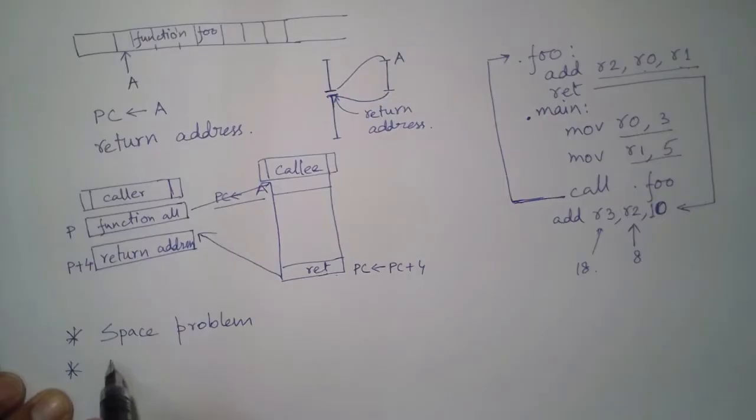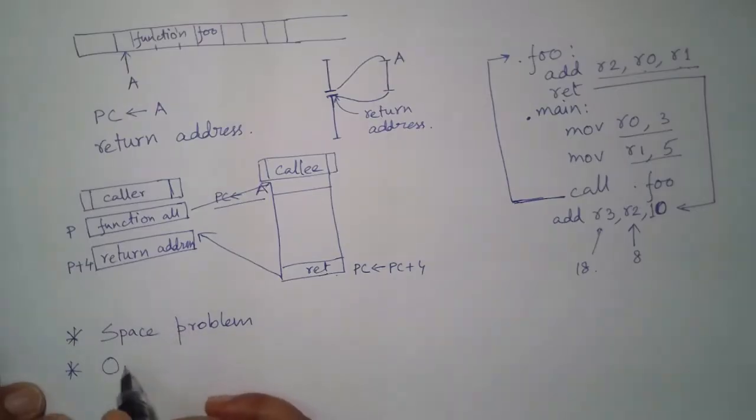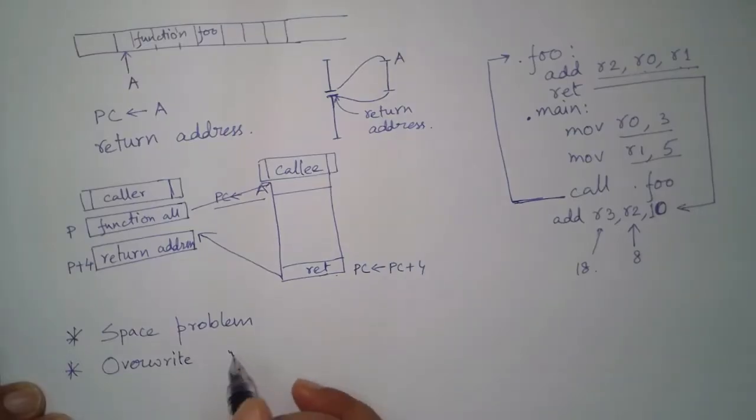So, how do you differentiate that? This value you are not supposed to overwrite, or this register is exclusively used by, let us say, some function, so I am not supposed to overwrite it. How do you ensure that? So, there is a problem of overwrite.